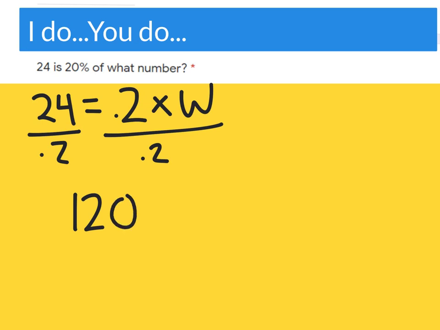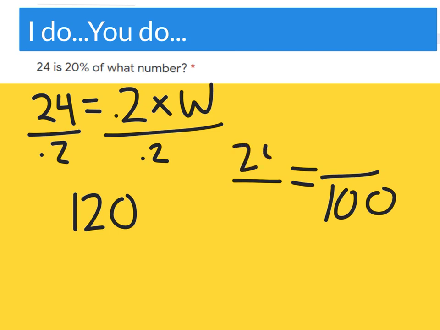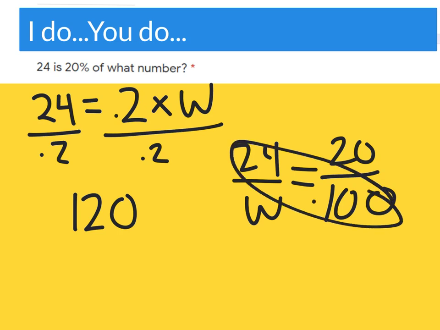If I were to set it up as a proportion, 24 is 20% of the number we don't know. We're ready to multiply the diagonals and divide by the other one. You're still going to get to your answer of 120.